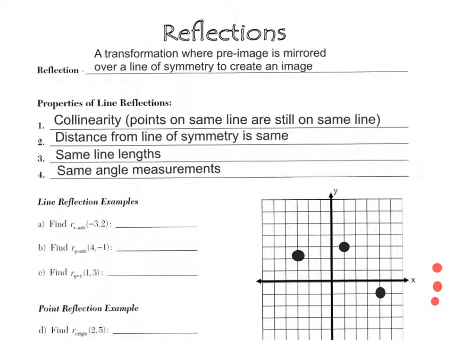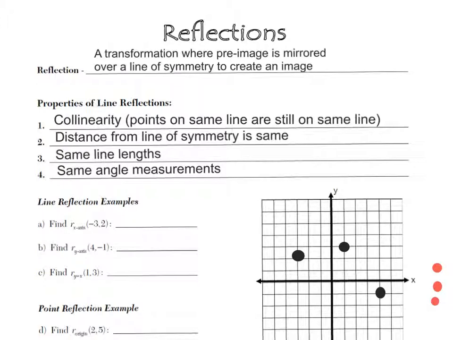The last property of a line reflection has to do with the angles. The angle measurements will always be the same. So if on one side, 2 lines create an angle that's 30 degrees, if you reflect it, you'll still have an angle that's 30 degrees. So the properties are collinearity, the distance from the line of symmetry, the line lengths, and the angle measurements. Now if you need to, go ahead and pause the video to finish copying down all these definitions before we go on to our examples.